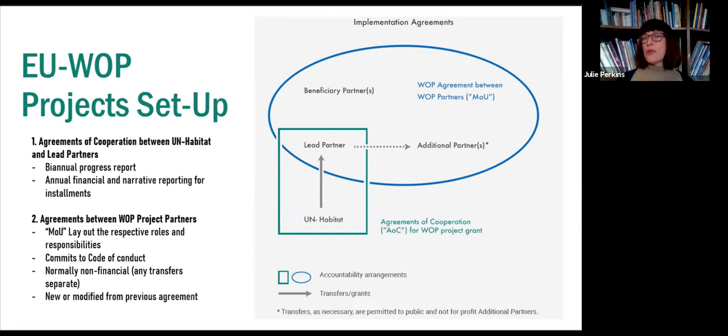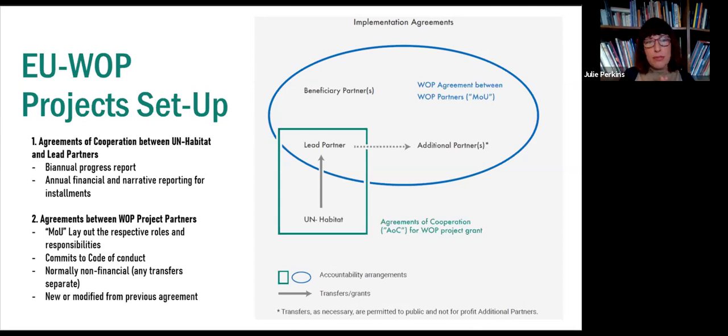Then the other type of agreement that is necessary for each WOP project is the document that defines the relationship between the partners. This is what's going to happen between the lead partner, the beneficiary partner, and the different additional partners. What roles are they going to play? How are they going to contribute, and so on. This generally takes the form of an MOU. For existing WOPs, they probably already exist, and they would be amended to make space for this new project component, this new funding and new set of activities.